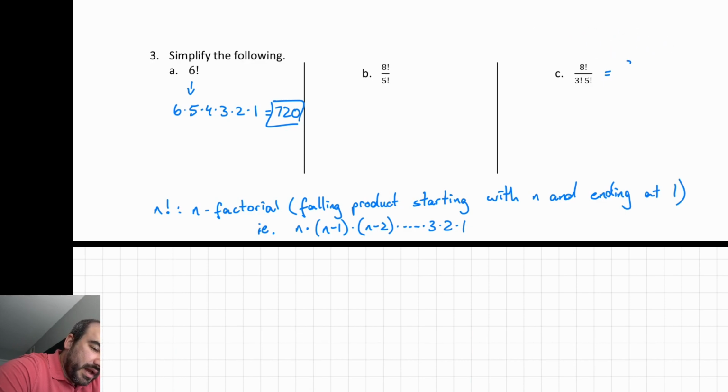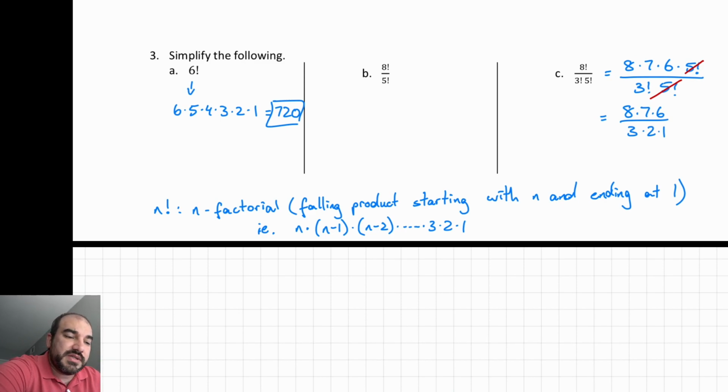So instead of writing it all out, we say 8 times 7 times 6 times 5, but instead of writing 5 times 4 times 3 times 2 times 1, I'm going to leave this as a 5 factorial here, which stands for 5 times 4 times 3 times 2 times 1. And now we have the same thing, the 5 factorial in the numerator and denominator, which we can just cancel. Both of those are going to be the same calculation. And then we know that 3 factorial is 3 times 2 times 1, so we'll write this as 8 times 7 times 6 over 3 times 2 times 1.